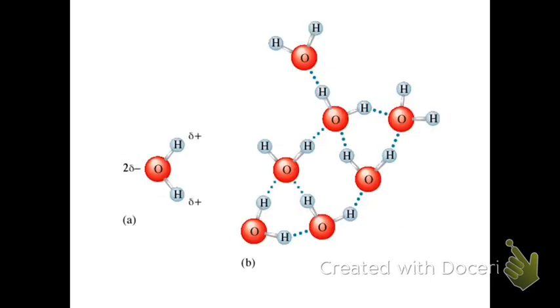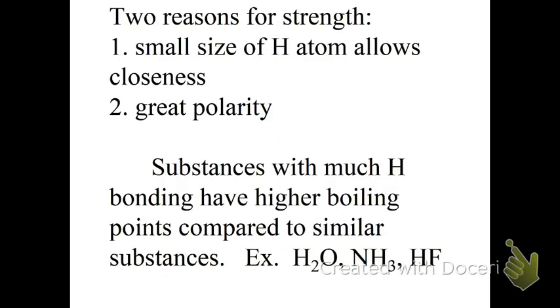So here is a pictorial of hydrogen bonding in water, and you can see where the hydrogen is going to be attracted to the lone pair on the oxygen. There are two reasons for the strength of hydrogen bonding. One is the small size of the hydrogen atom, which allows closeness to the other atoms, such as the nitrogen, oxygen, or fluorine, and of course greater polarity.